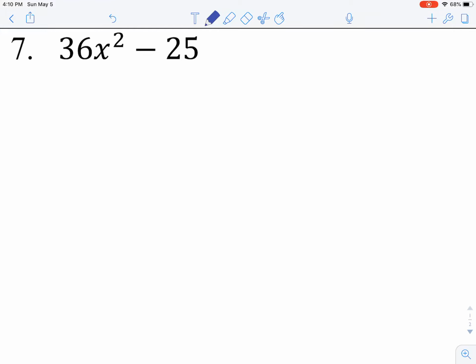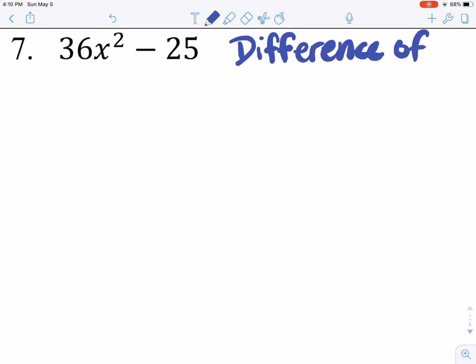Factoring, this one is a unique case, and if you're lucky enough to notice that it's something called the difference of squares, you're in really good shape, and it'll save you some time. So I'm going to write down difference of squares, and then we're going to talk about what it means. When I say difference, I mean subtraction, and when I say squares, I mean perfect square numbers.